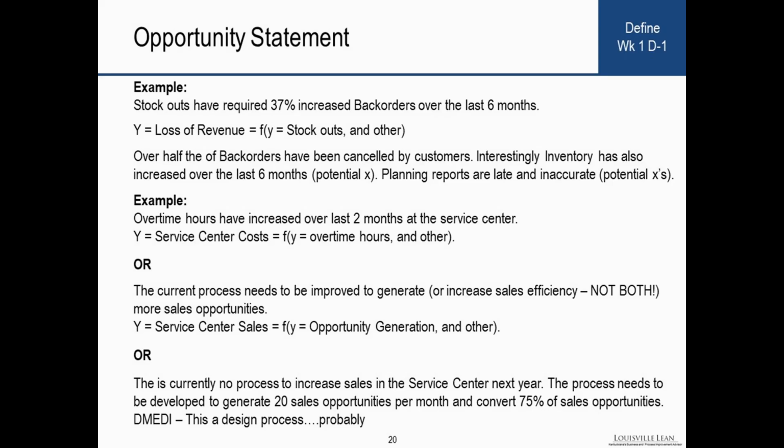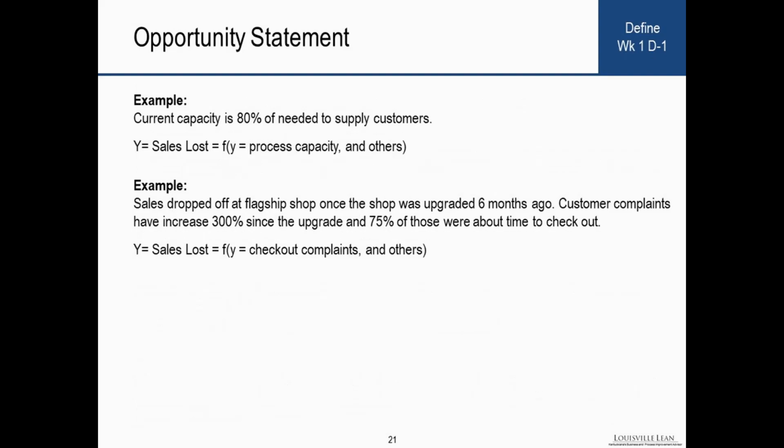So this time we say there is currently no process to increase sales in the service center next year. The process needs to be developed to generate 20 sales per month and convert 75% of sales opportunities. That's a little bit specific, but that's because this project becomes what we call a Design for Six Sigma project, or DMADV: Define, Measure, Explore, Design, and Implement. We'll talk about that in another section of the channel much later than now. And then the last 2: current cell capacity is 80% of what's needed to supply customers. So again, for this one, it's sales loss, and it's process capacity that's leading to it.